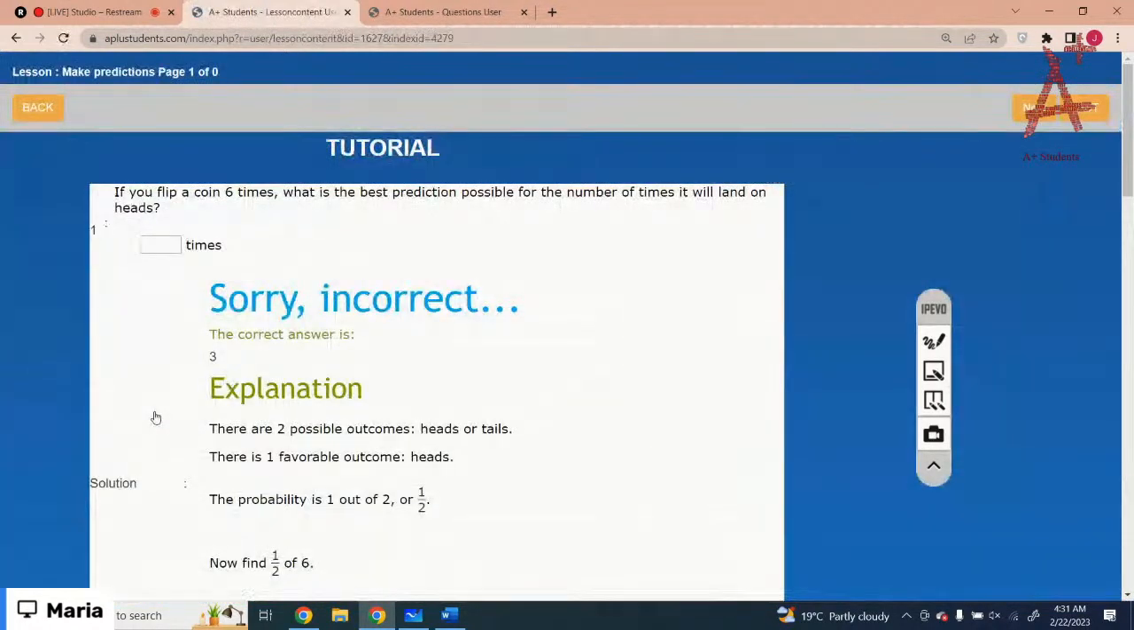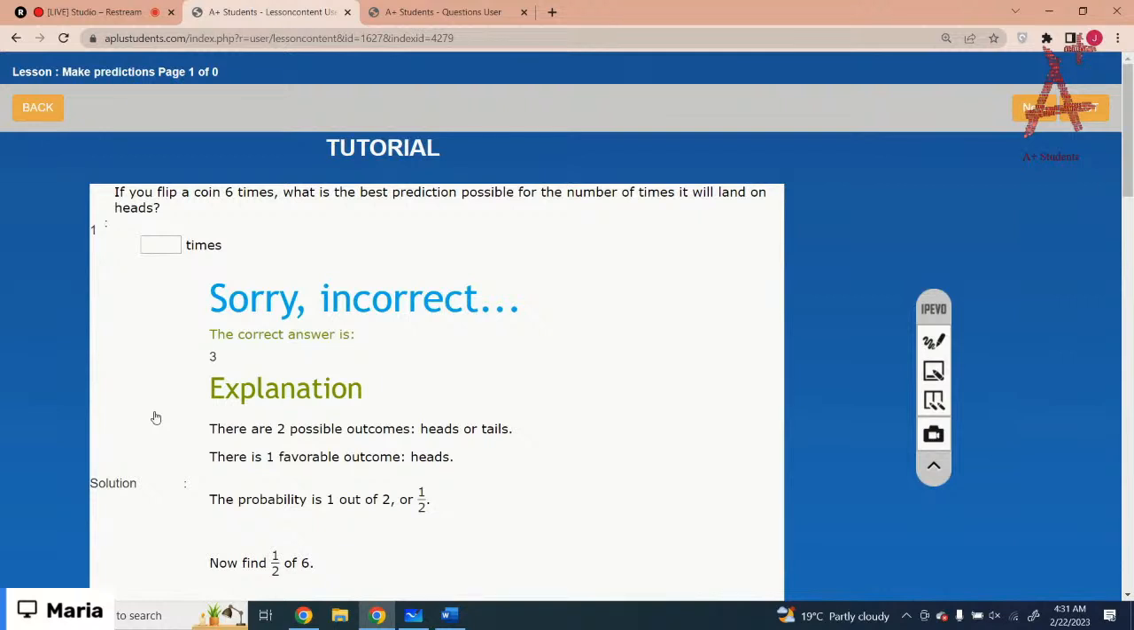Okay. If you flip a coin 6 times, what is the best prediction possible for the number of times it will land on heads? Got it? So the total outcomes, you have just two. If you flip a coin, it is either heads or tails. Got it? There is one favorable outcome. We are looking for the number of times it will land on heads, so you have one favorable outcome. The probability of heads is 1 over 2.